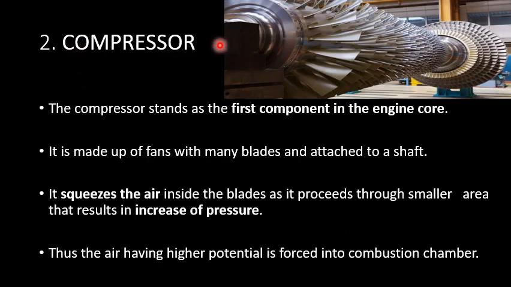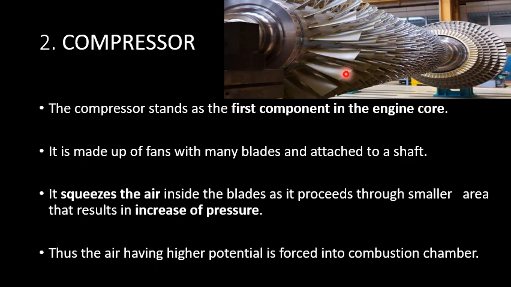Here is the second part of the turbofan engine, and that is the compressor. The compressor is the first component of the engine core. When I take the engine core, the first component that the air meets is the compressor. What you see here in this picture is a compressor, and this is the entire view of the engine core, and the first component is the compressor blades. There are a lot of blades attached to a central shaft. So these are a series of compressor blades.